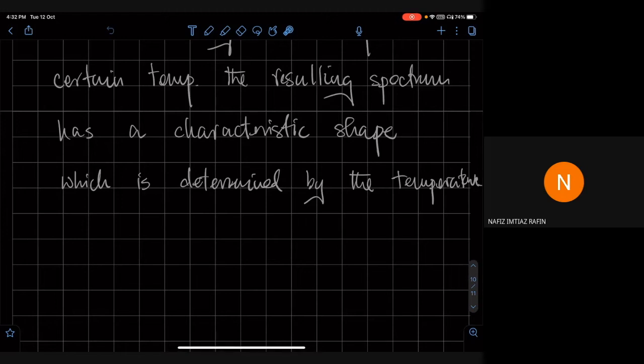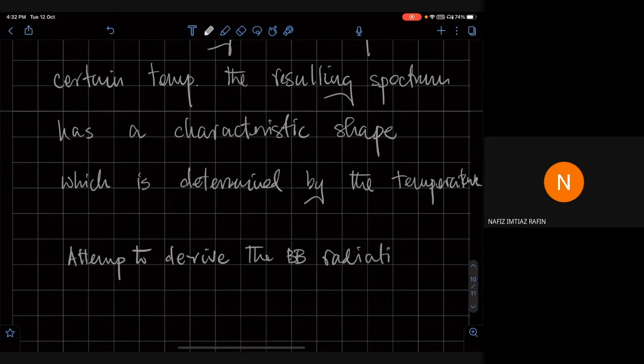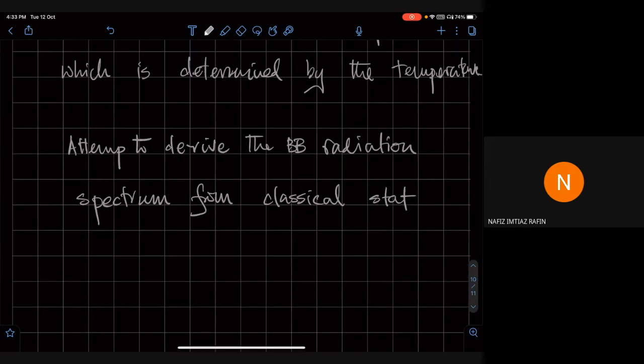So we attempt to derive that curve, or radiation spectrum, from classical statistical mechanics. Okay. So how do we do this?